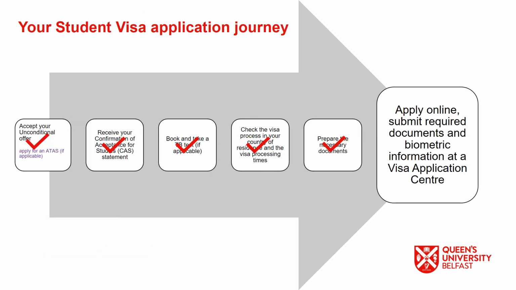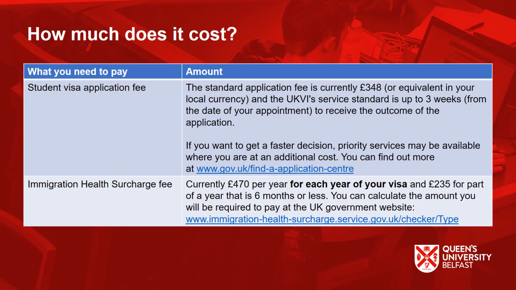So once you've accepted your unconditional offer, received your CAS statement, booked and taken a TB test, if applicable to you, checked the visa process in your country of residence and the processing times, and prepared the necessary documents, you can now apply for your visa online and then attend a biometric information appointment in a visa centre that is convenient for you. So, how much does the visa application cost?